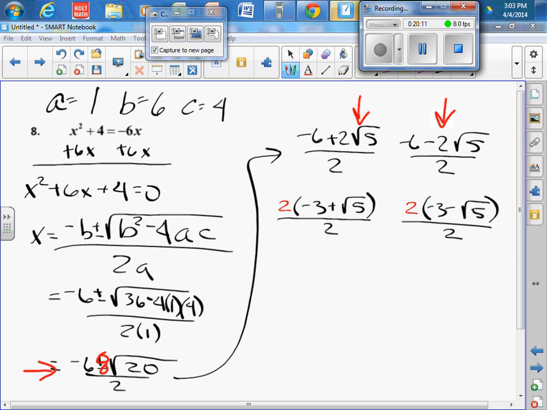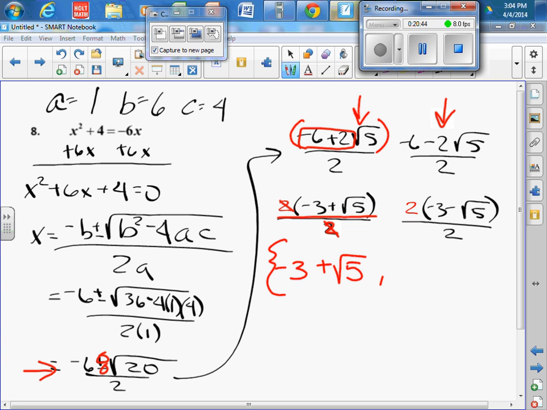Okay? So what's going to happen here, and again, if you don't have the right kind of calculator, you're going to have to do this on your own. You see how there's a 2 that can be factored out of this? So I'm taking out the 2 and I get negative 3 plus radical 5. Here's your 2 in the denominator, and this 2 is going to cancel out this 2. So we have negative 3 plus radical 5. That's one of your answers in simplified radical form.